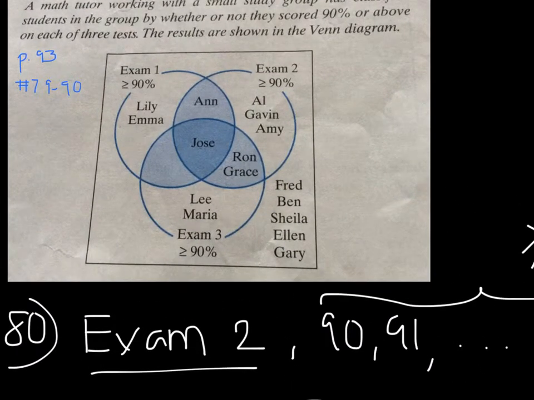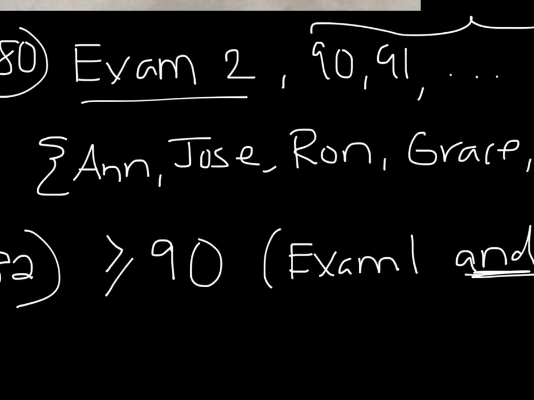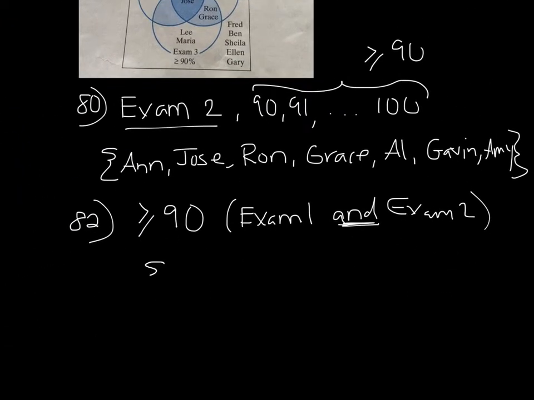And we have, well, here's 1, here's 2, and the intersection is right here. Anne and Jose are the only ones who scored a 90 or above on both exams. Lily and Emma only scored at least 90% on the first exam, but not on the second because they're not in the second circle. So this is just Anne and Jose.